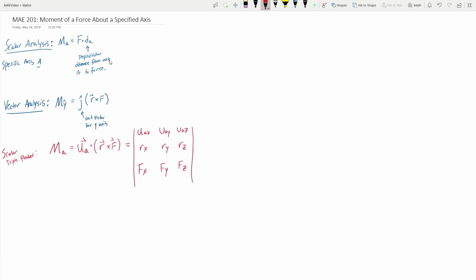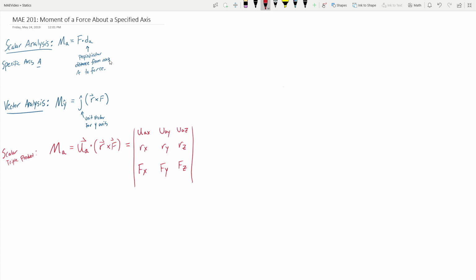Also note that the sign of the scalar value indicates the direction of rotation. So if for our final answer we obtain a positive scalar value, that means using our right hand rule, our thumb would point towards the positive A axis. And similarly, a negative scalar value means our thumb will point towards the negative A axis.